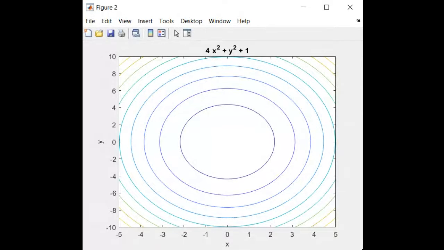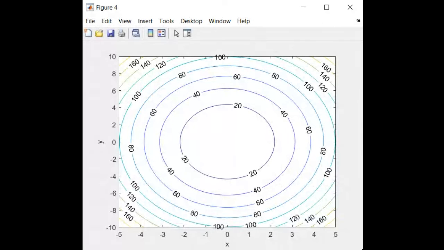So, the second figure. How many got this contour plot for the second figure? Okay, good. But the thing is, with the contour plot, I'd like to have more level curves. I don't have a lot of level curves here.